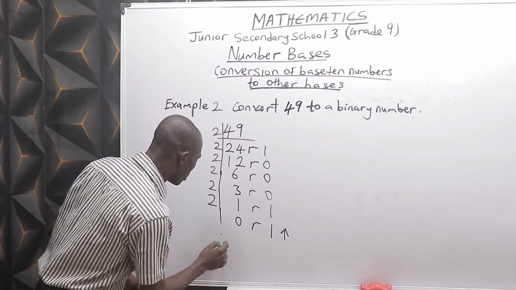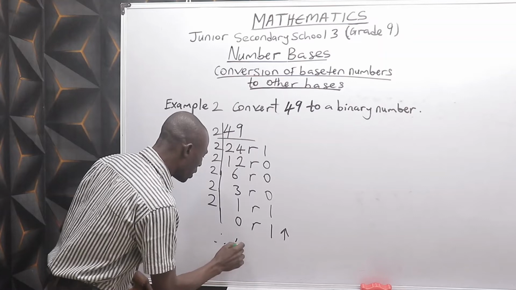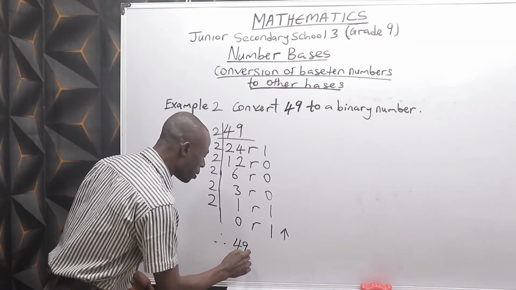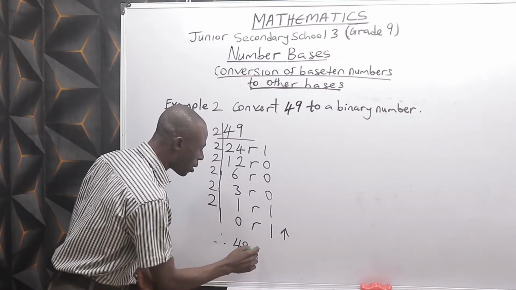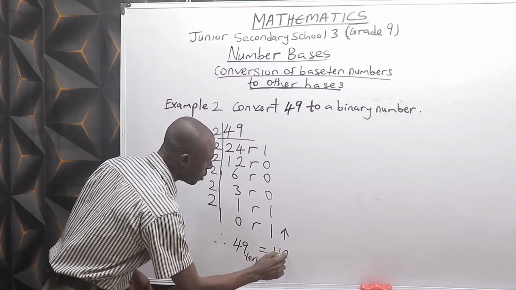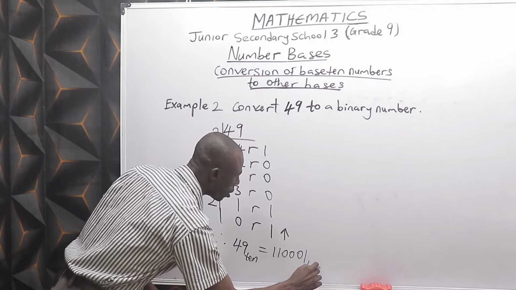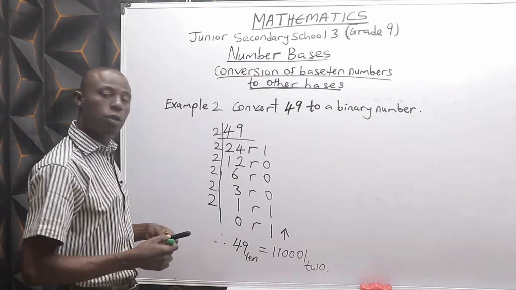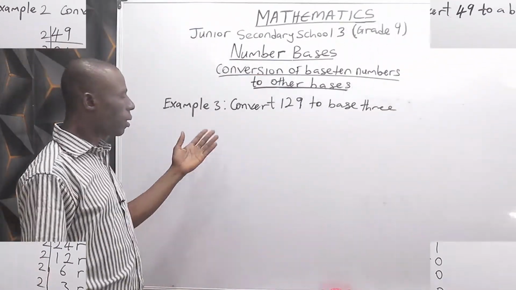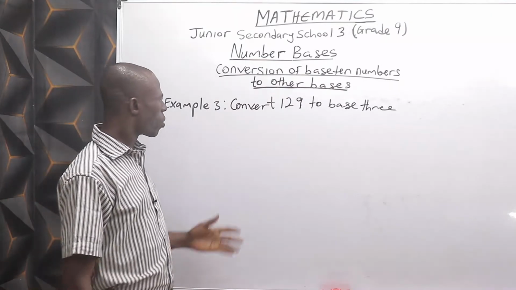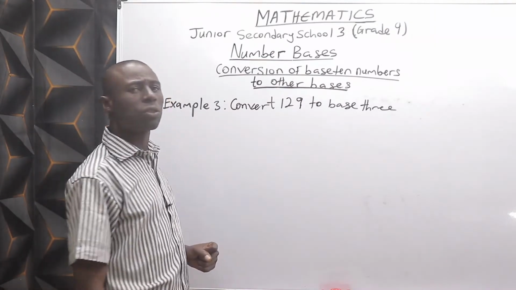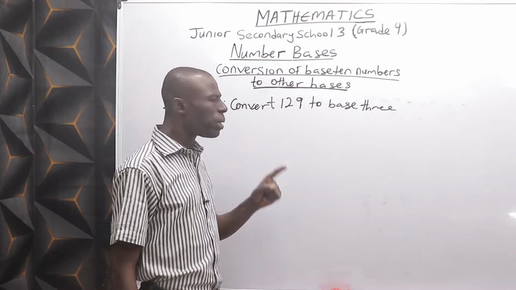So we have 49 base 10. If you put it, it's not a crime. It's equal to 110001 base 2. And that is the answer. Do you understand? Let's consider example 3. Convert 129 to base 3.